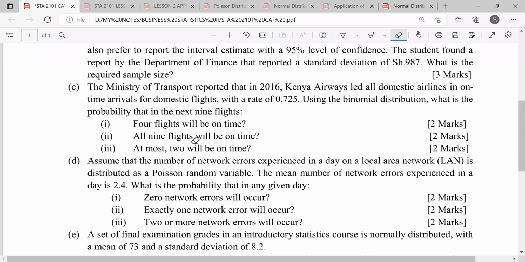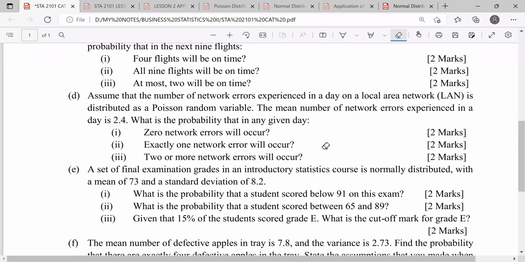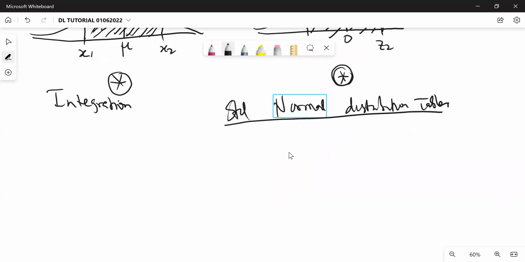So for illustration purposes, let's look at these three questions, question C, question D, and question E. Then you'll be doing question F after the class as your homework. Okay, so let's answer those questions. I guess you have seen them. Question 1 or question C.